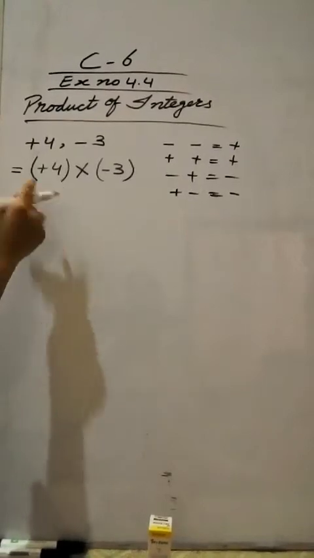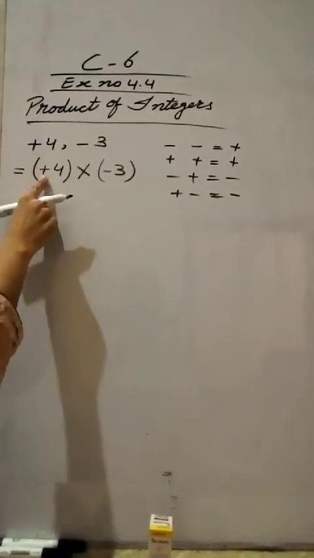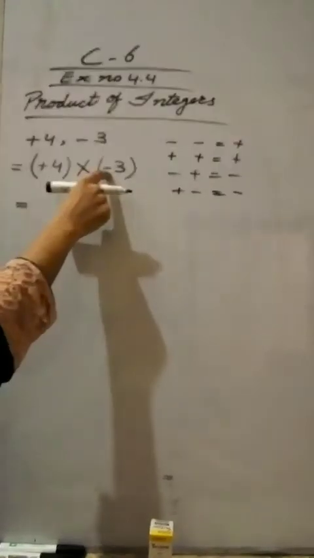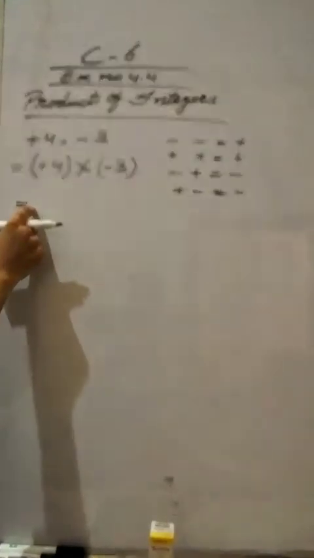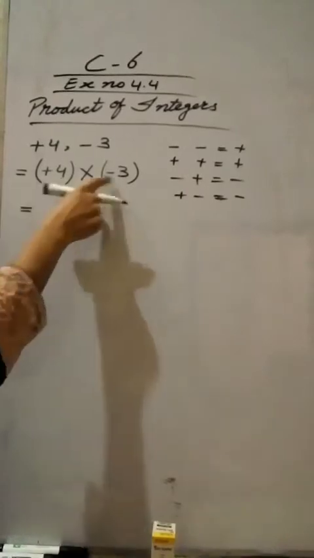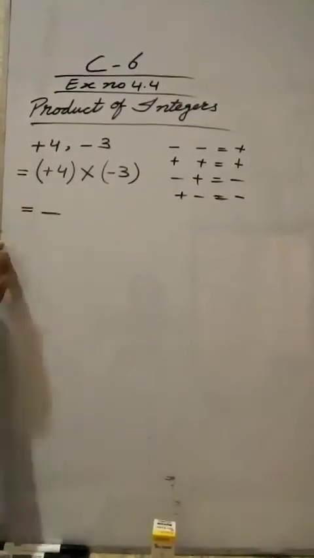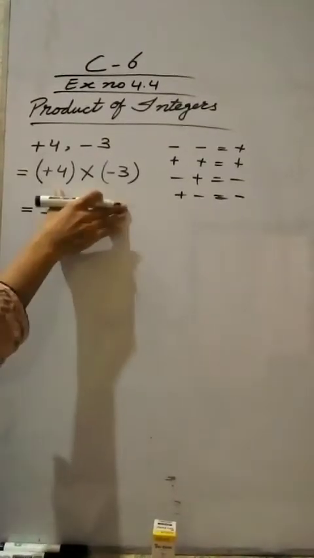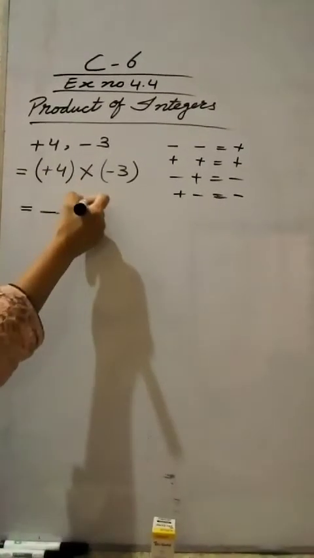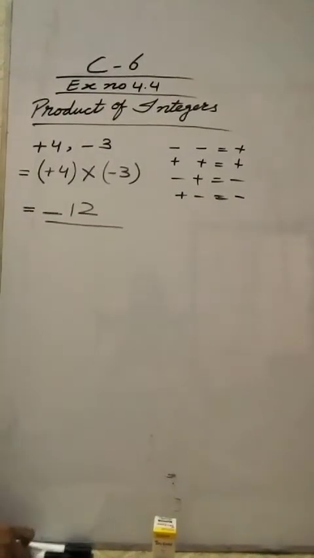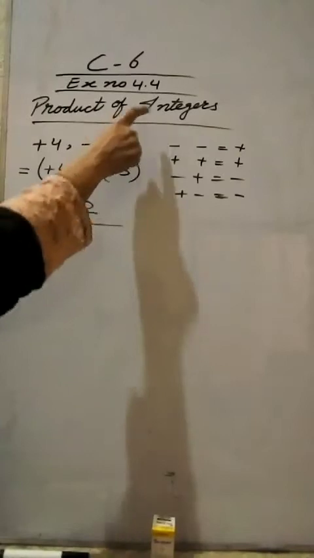Now the first step is to solve the sign. When the signs multiply, the rule is the sign will change. We need a single sign, plus minus, minus. So the sign will change. We got the single sign. Now you can open the bracket, 4 threes are 12. Draw the ending line. So these are the simple and easiest steps for product of integers.